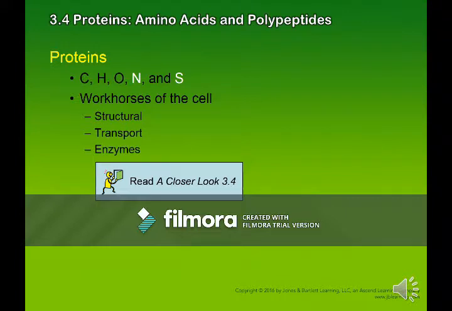We can have proteins that are structural, giving shape to the cell, very, very important to transport things across the cell membrane, and also enzymes, or those proteins that do the work of breaking down things in the cell.